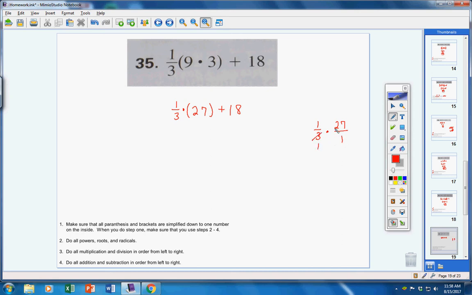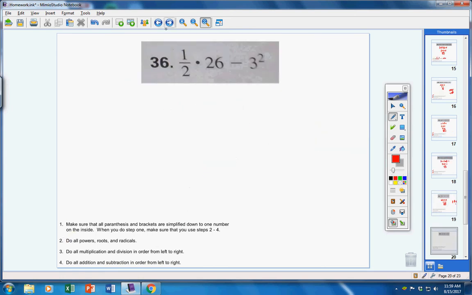3 goes into 3 and 3 goes into 27 9 times. 1 times 9 is 9. 1 times 1 is 1. 9 over 1 is 9. So 1/3 times 27 is 9 plus 18, which is 27. Alright. Okay, moving on to number 36.